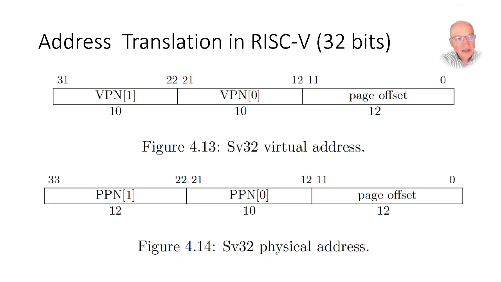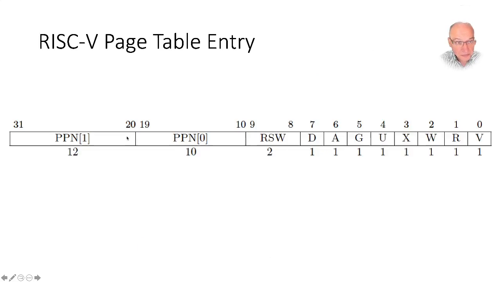And now let's look at the address translation in RISC-V. We have the page offset like we have seen before, the bits that are not translated. And then for the virtual address space, I have 32 bits, and I have the virtual page numbers 0 and 1. For the physical address space, here I have a larger address space. I have 34 bits, and I have the physical page numbers 0 and 1, and physical page number 1 actually has 12 bits instead of 10.